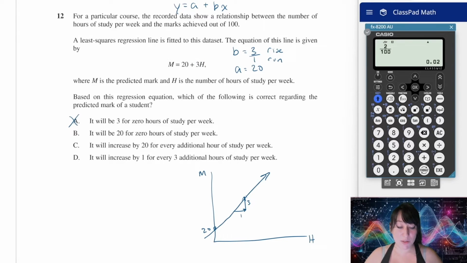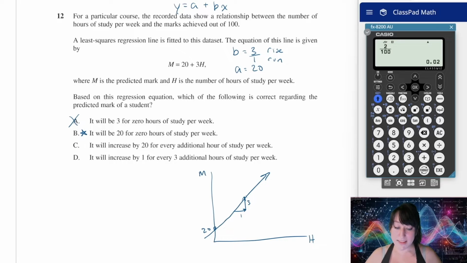Option B says it will be 20 for 0 hours of study per week. Now, we already talked about that. You can check it on the calculator. We discussed that. If h is 0, you would get 20. It looks like B is the correct option. I still like to check all the options just to make sure I haven't made a mistake in my logic. So we might come back to B.